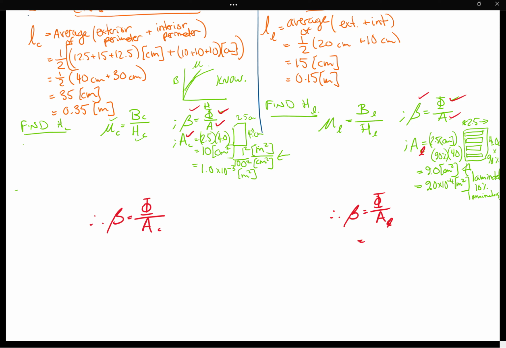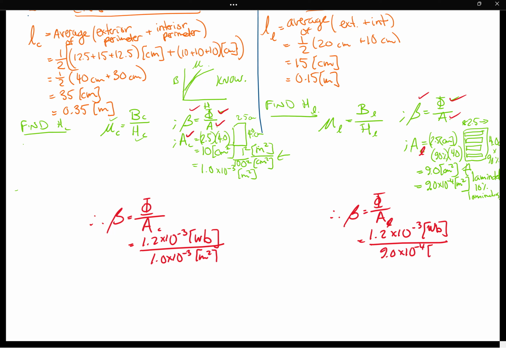Flux is given in the question. It's 1.2 times 10 to the negative 3 Webers. And over here, it's 1.2 times 10 to the negative 3 Webers. This area is 1.0 times 10 to the negative 3 meters squared. This area is 9.0 times 10 to the negative 4 meters squared.